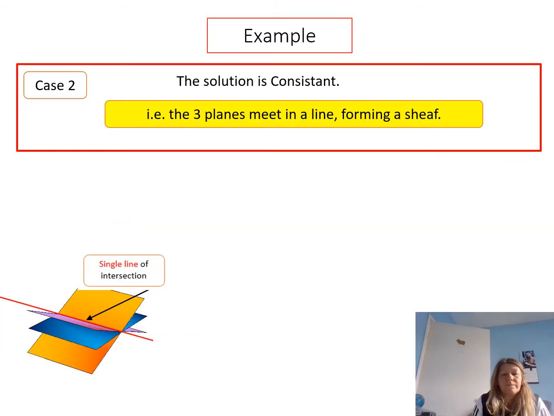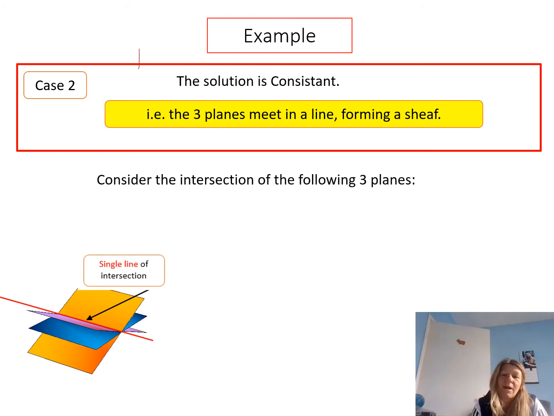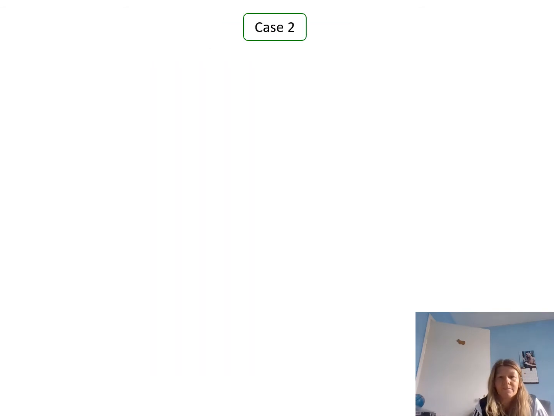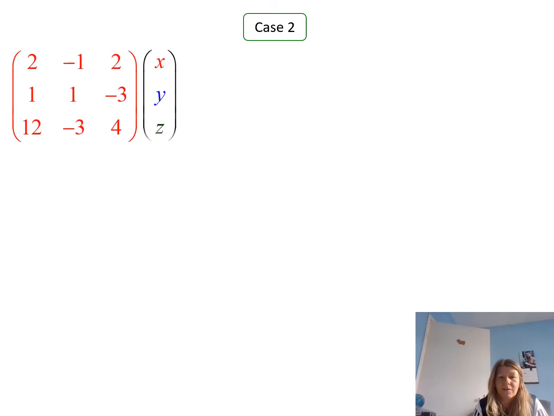Righty-ho. So this first example is example 2. All the planes are meeting in a single line. You can see it in this picture here. I'm going to prove this in a minute, but that's called your sheaf. So here are my three equations of planes. I'll set them up as a matrix. We need a matrix equation AX equals B. So that's my AX equals B. Lovely.